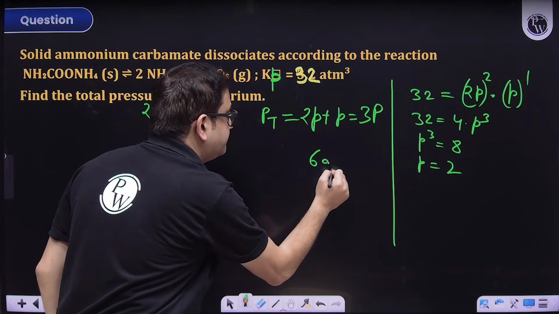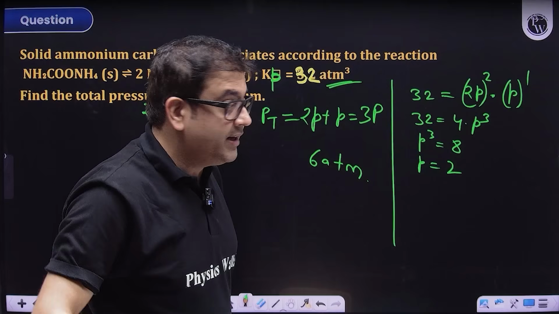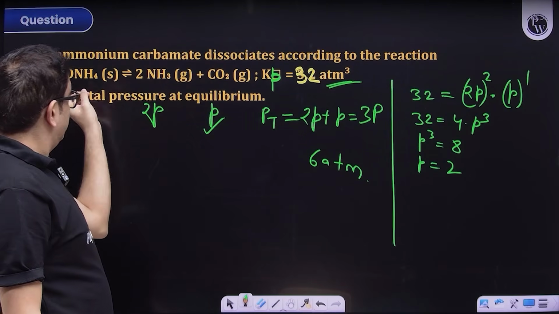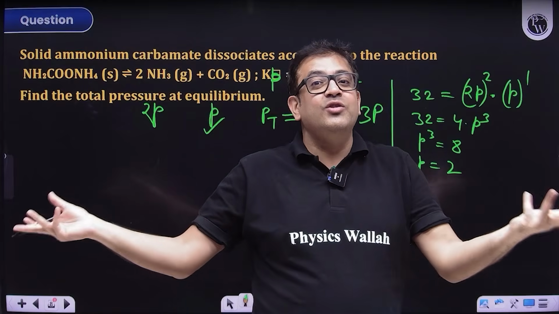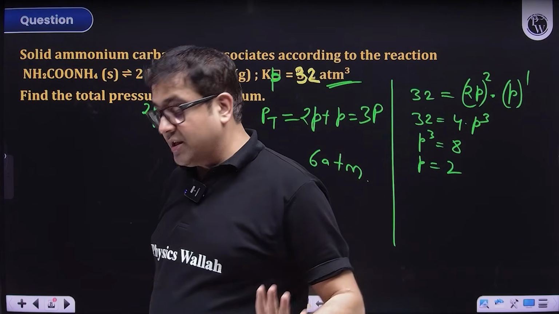6 ATM. See the unit. Told you, ATM raised to the power delta Ng. What is delta Ng? 2 plus 1, so delta Ng is 3. No solid. I mean, because there's a solid, so 3 minus 1. So 3. So you have to do every one of these things religiously.